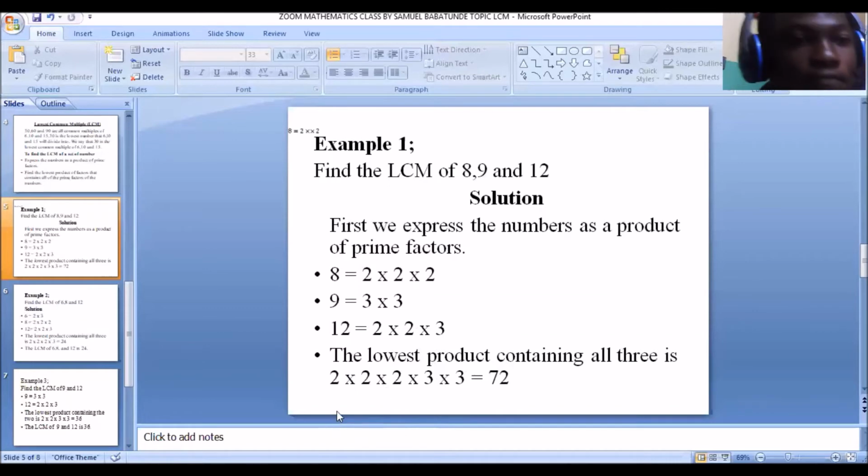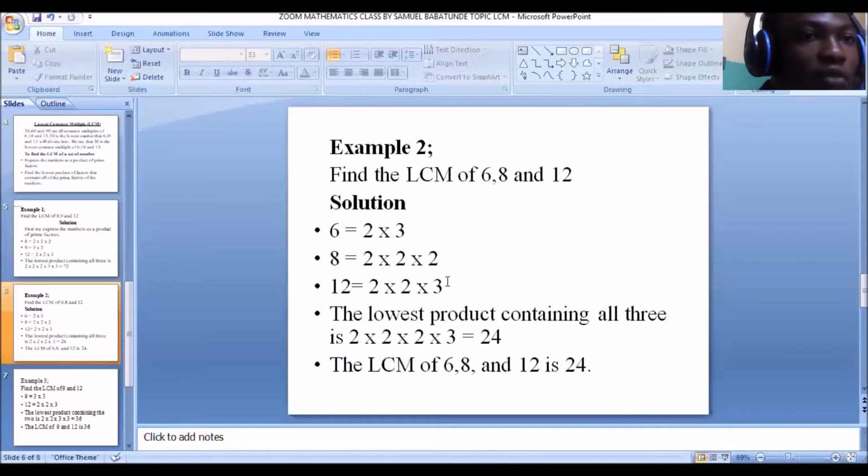Now, when you do 2 times 2, it will give us 4. 4 times 2 will give us 8. 8 times 3 will give us 24. And 24 times 3 will give us 72. So we say 72 is the lowest common multiple of 8, 9, and 12. So 72 is the LCM of 8, 9, and 12. Very easy. So we're moving to the next example, which is example 2.